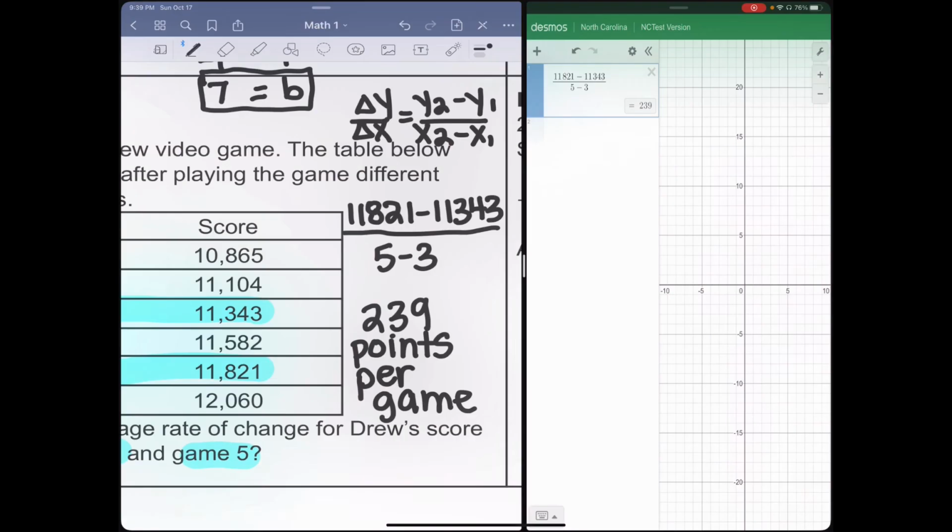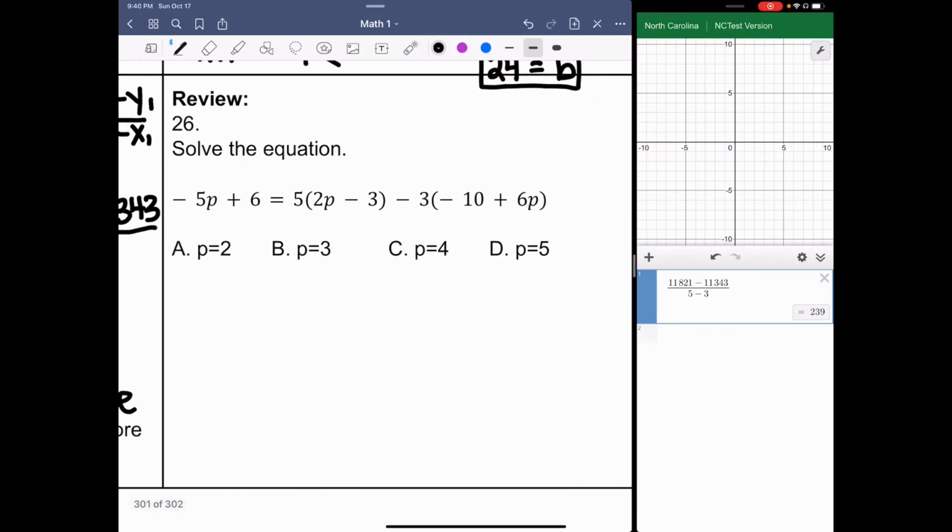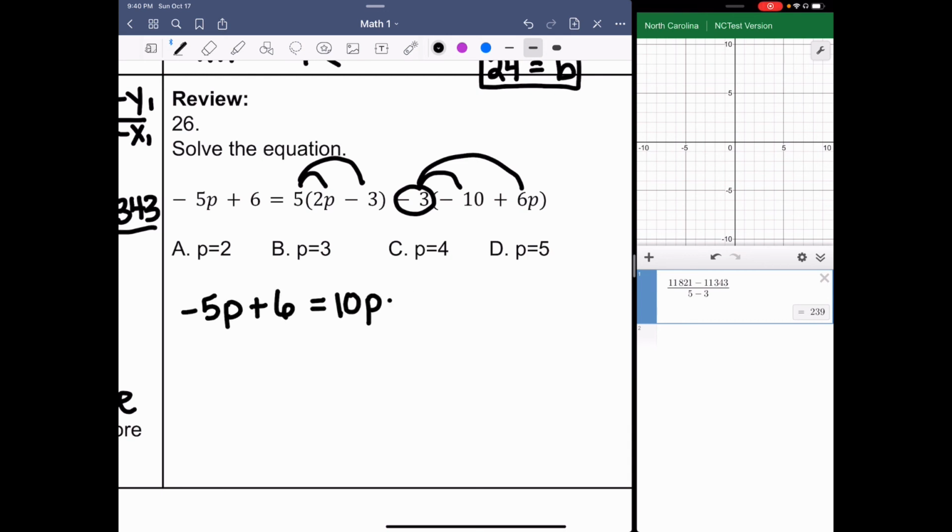All right. And for the last problem, so we have an equation here. So the first thing we're going to do is get rid of our groups. So we're going to distribute. Make sure you distribute the -3. So we have -5p plus 6 equals 10p minus 15 plus 30 minus 18p.